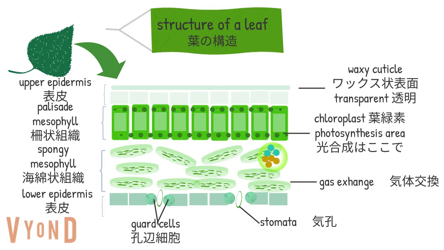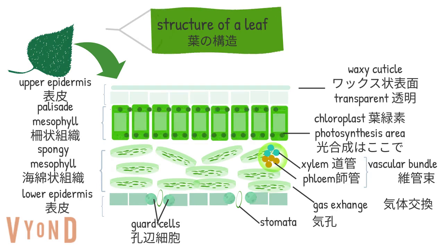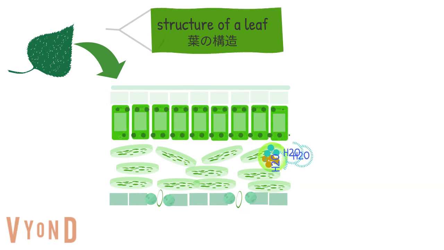We can see another two important structures, the xylem and the phloem, in the vascular bundle. Xylem continually brings water up from the roots for the palisade cells used in photosynthesis, but the water can be lost from both the top and bottom of the leaf.